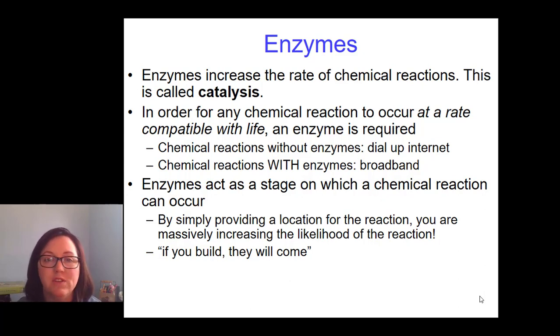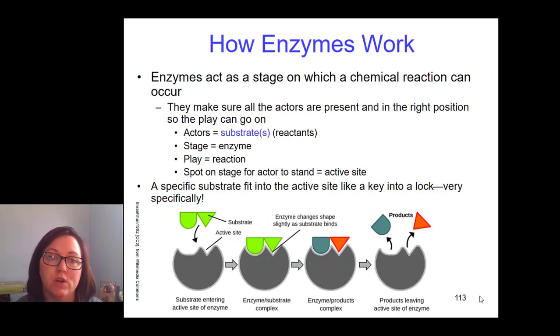The way an enzyme works is it acts as a stage on which a chemical reaction will occur. I don't know if you've heard of the saying, if you build it, they will come. That's kind of the idea here. An enzyme is a stage that's been built for a chemical reaction to take place on. So as long as we have that stage, our reactants will come to that stage and participate in a chemical reaction. So they're basically just providing a location for a chemical reaction to occur.